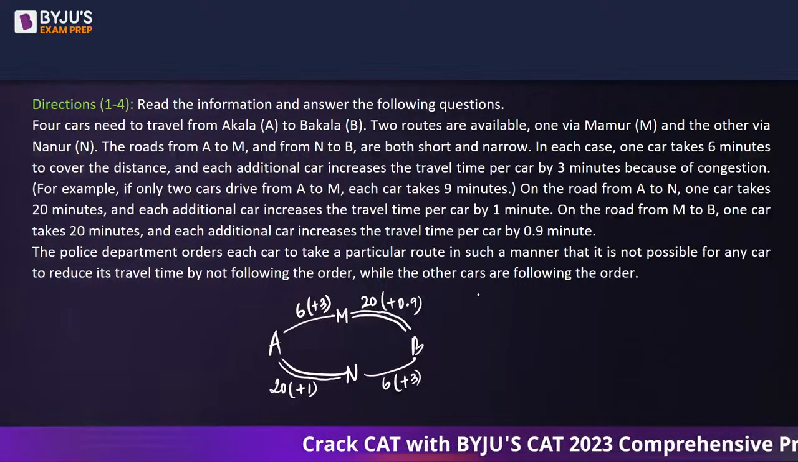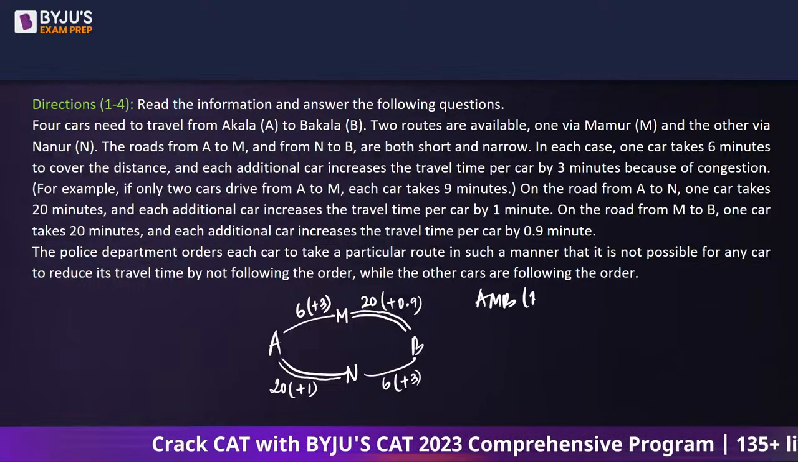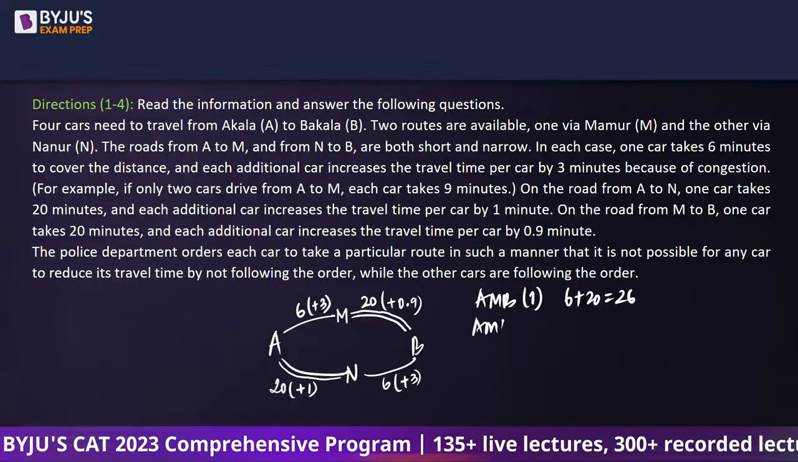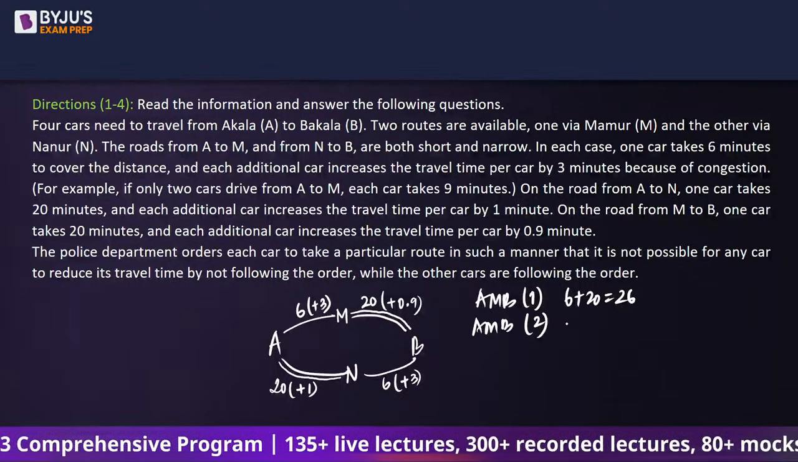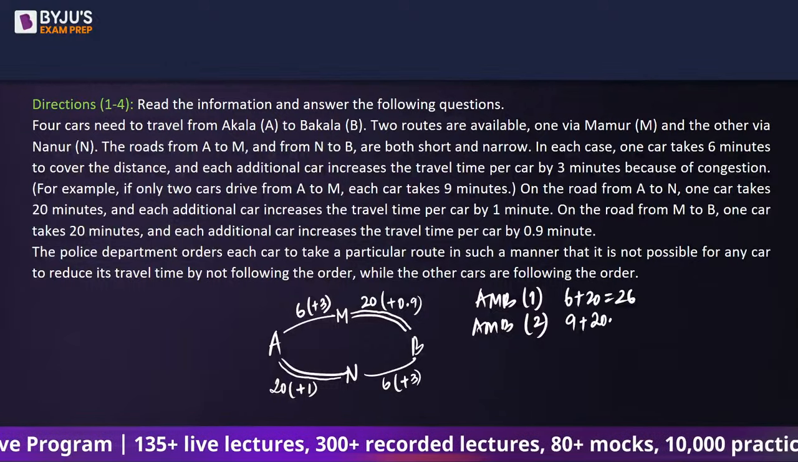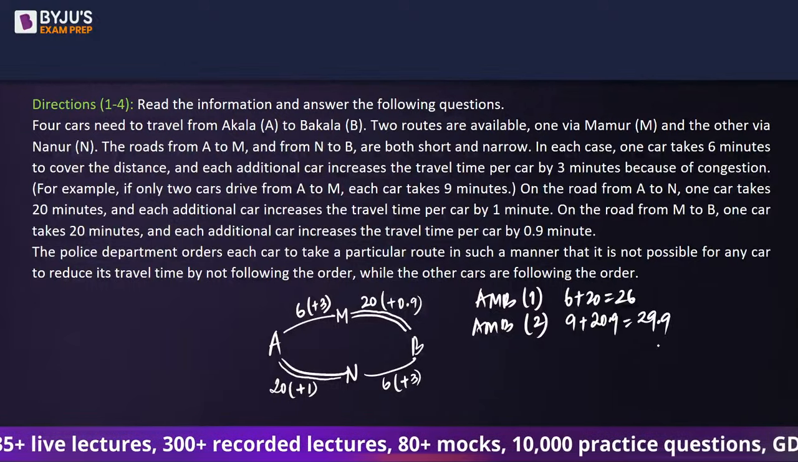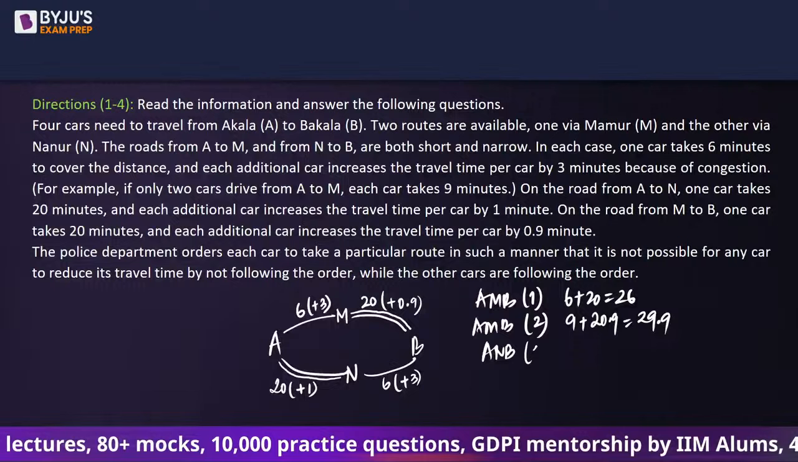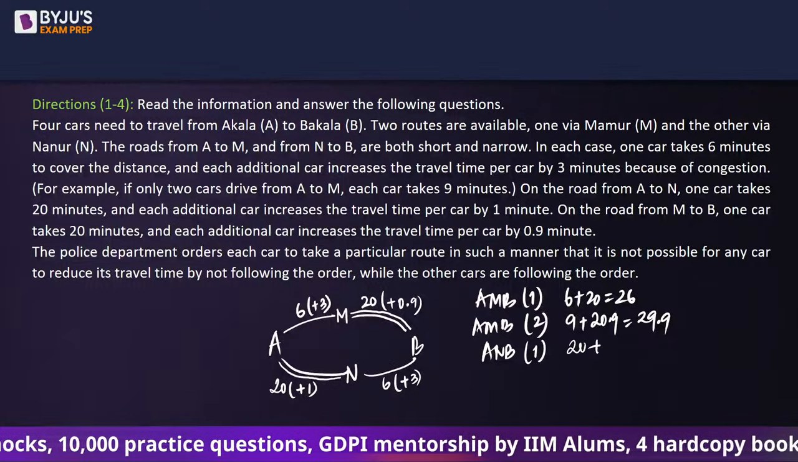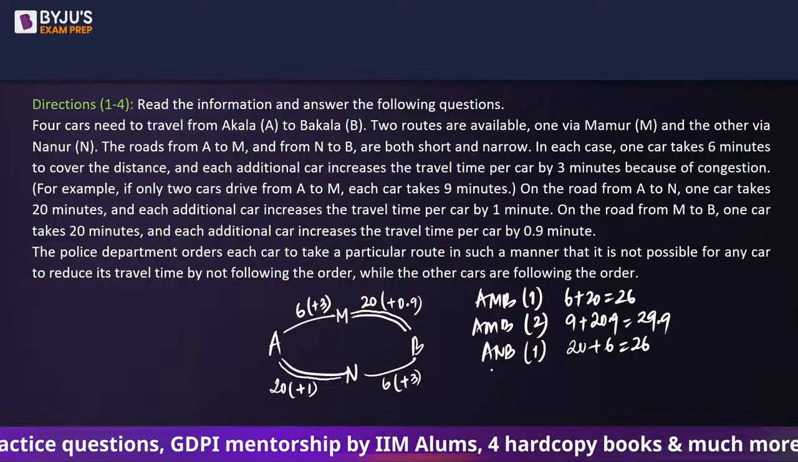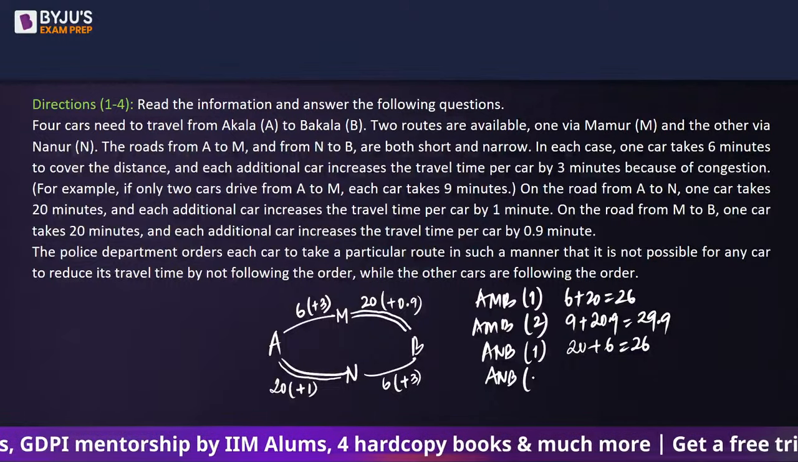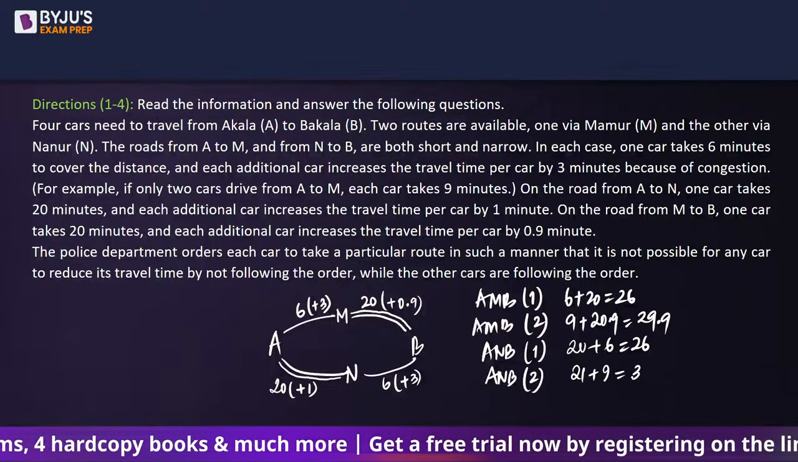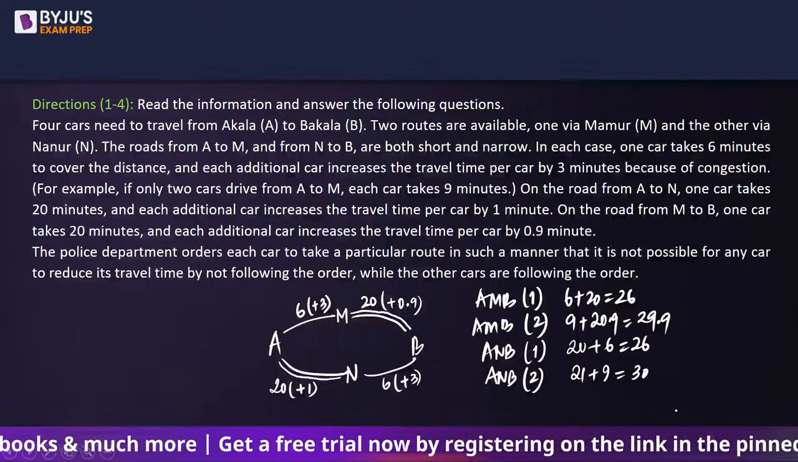So let's take an example. If there is one car that goes from A, M, B, it will take 6 plus 20, that is 26 minutes. In the same route, if we have 2 cars, it will take 9 plus 20.9, which is 29.9. If I talk about A, N, B, if there is one car, it will take 20 plus 6, that is 26 minutes. And if we have 2 cars on this path, it will take 21 plus 9, that is 30 minutes each. So this is per car duration.